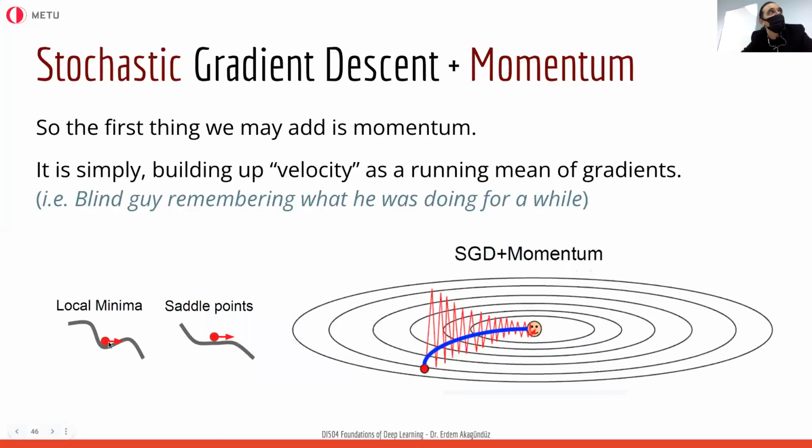So in a local minimum like this, the ball will continue rolling. In saddle points, it won't stop. It will continue rolling. So instead of this jumpy ride, with momentum, the blind guy will follow a smoother path. The blind guy remembers what he was doing for a while: I was going in that direction, so this bumpy road shouldn't confuse me, let me just continue that. Or the rolling ball is a better example for momentum.